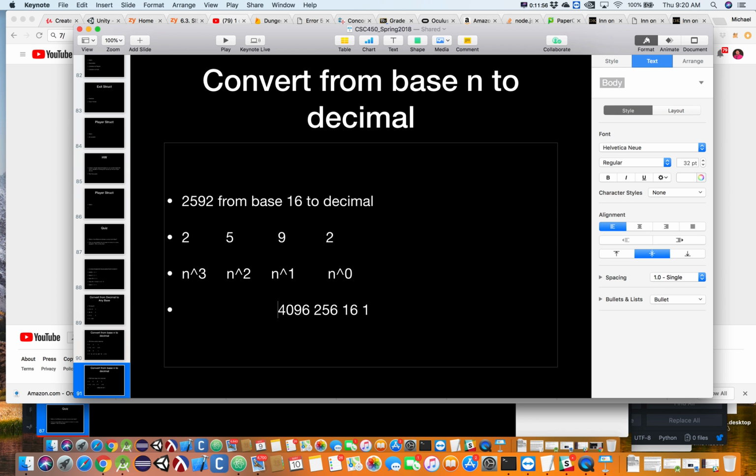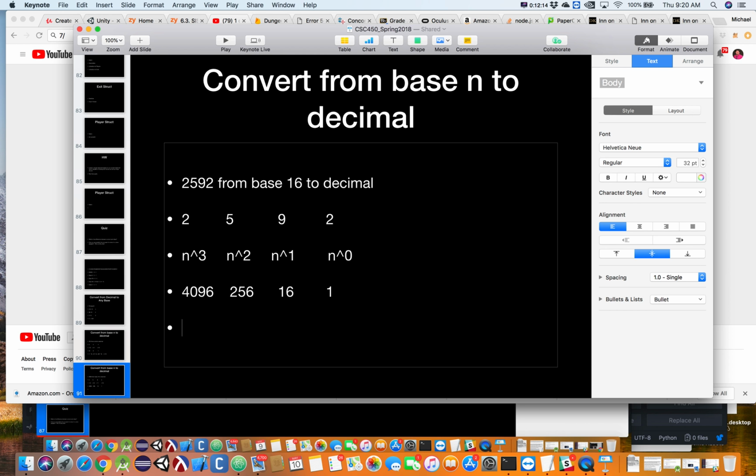All right, so I'll just space these. Put that there. Close enough. Okay, and then what's my math? For that would be 4096 times 2. Okay, yeah, it doesn't matter which side you start from. And then plus 256 times 5. And then plus 16 times 9. And then plus 2 times 1.